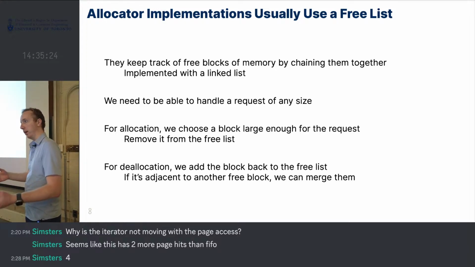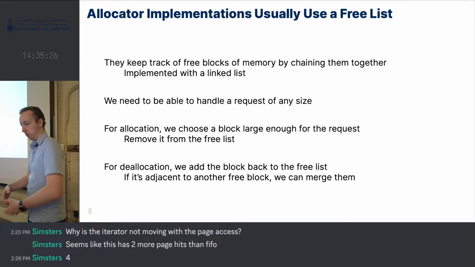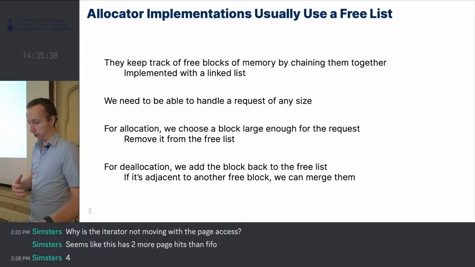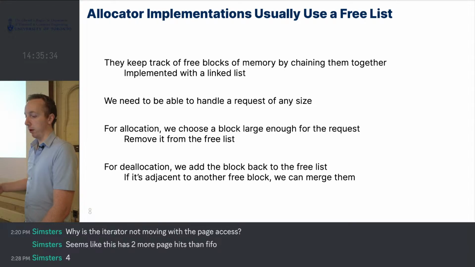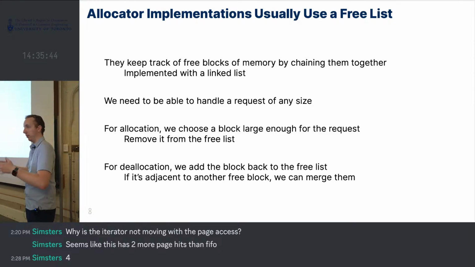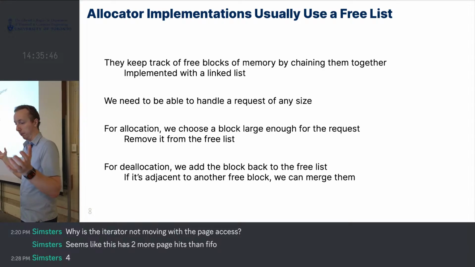If you had to split it off, maybe you return the unused part back to the free list and you use your part. And then for deallocation, well, you just add that block back to the free list. And if it's adjacent to another one, then you merge them back together to create a bigger free block. So if they're contiguous anyways, you kind of coalesce them together and get a big block.